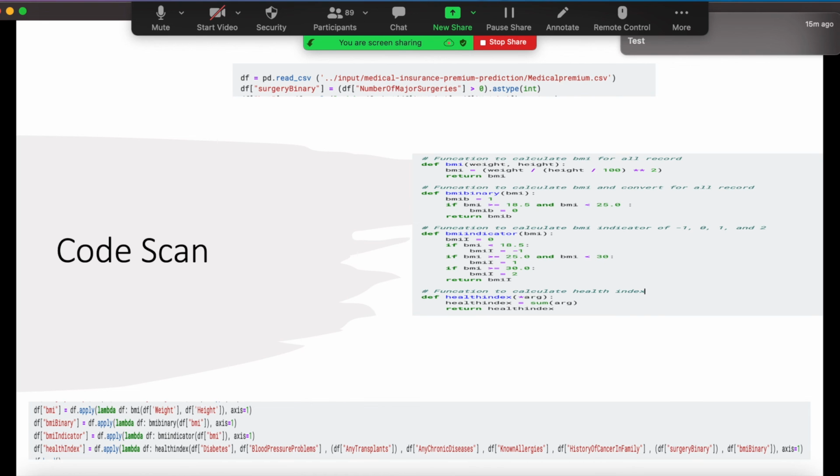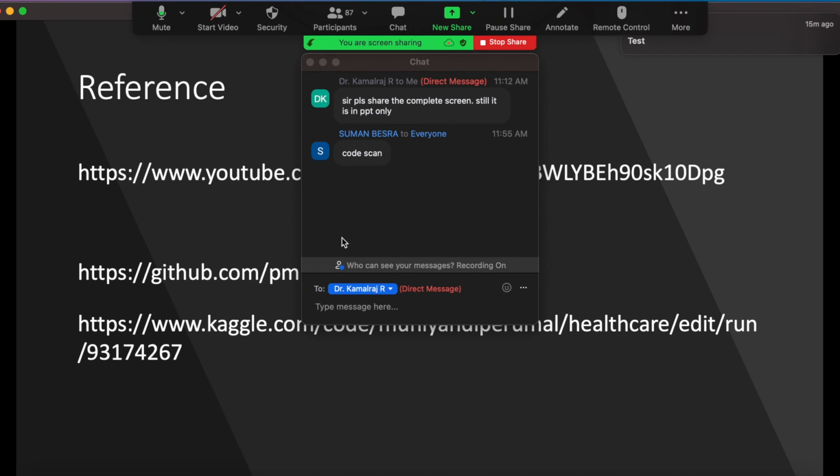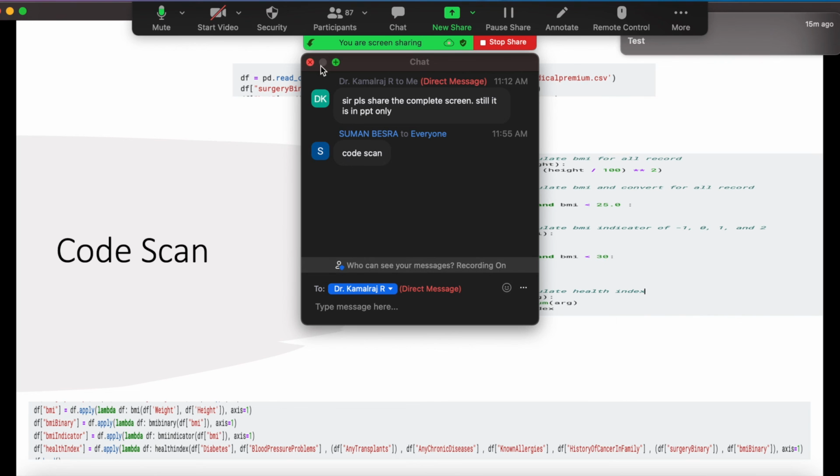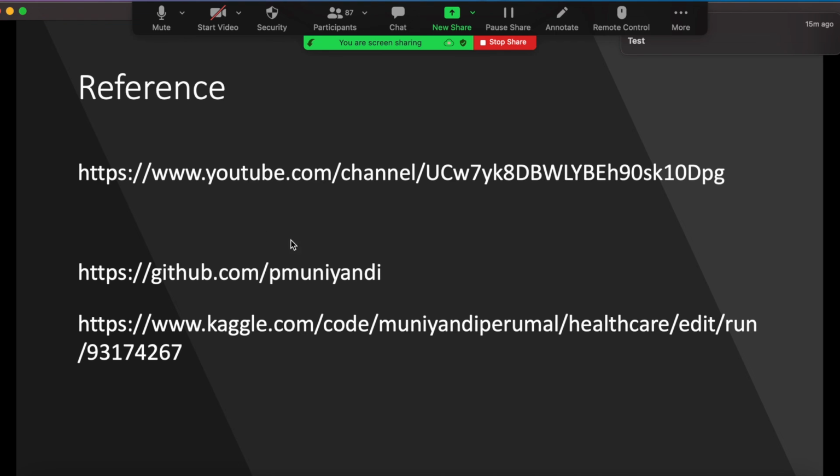Yes, sir. We are able to see the code scan. Yeah, the PPT screen you guys are seeing, right? Code scan, yes. Code scan only you guys are seeing. That's the PPT screen. Yes, code scan. Okay, so whatever the code which I wrote, the code is available here.